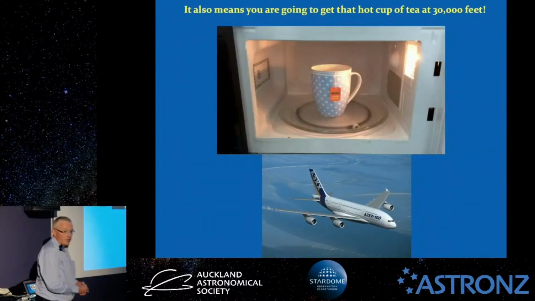And it also means you can have your hot cup of tea at 30,000 feet, travelling at 600 kilometres per second. Light doesn't get stretched out or bunched up to higher or lower energy wavelengths.